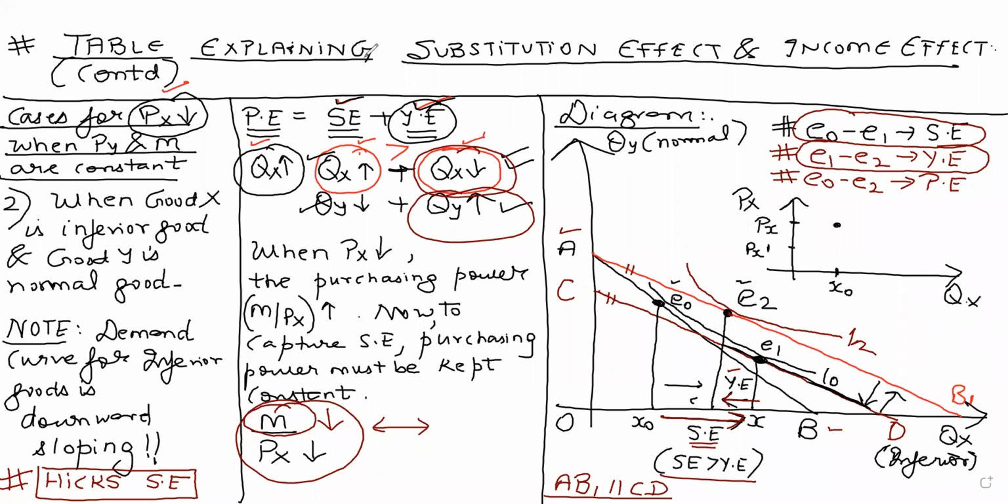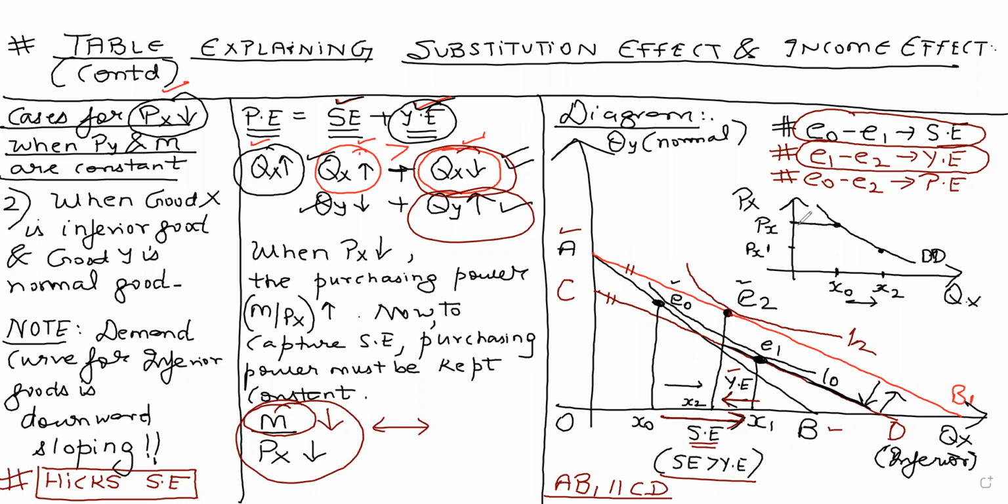This is X1 corresponding to E1 and this is X2 corresponding to E2. So ultimately we are moving from X0 to X2. This is my total price effect. So if I join these points, I get the demand curve, which is again downward sloping.